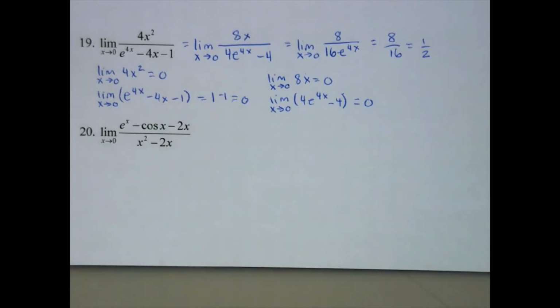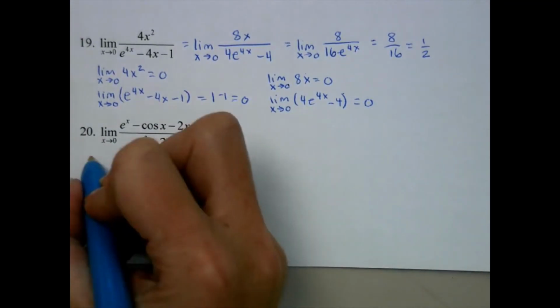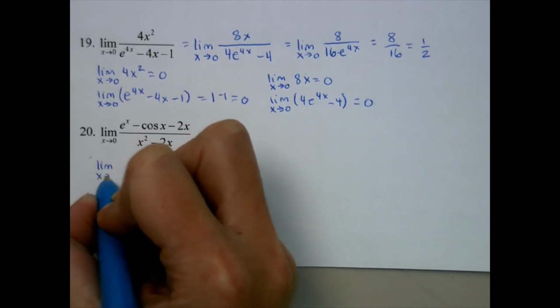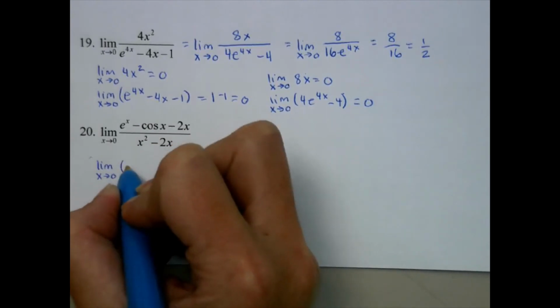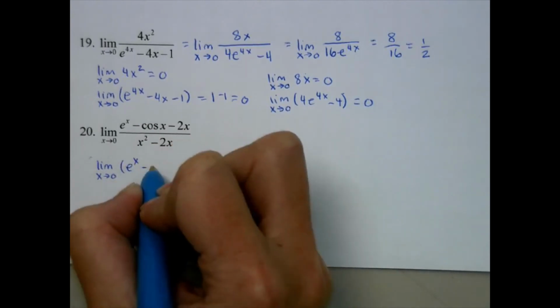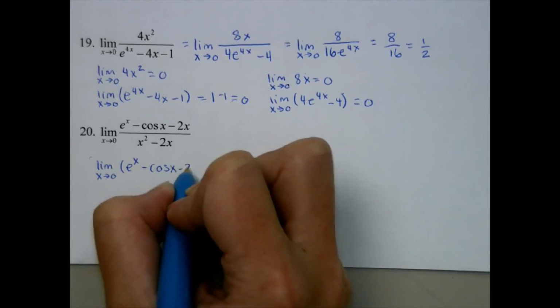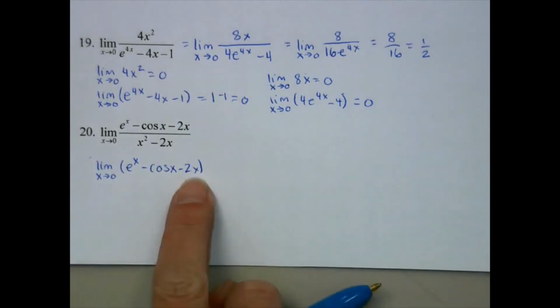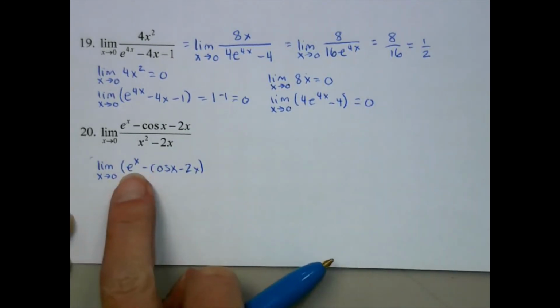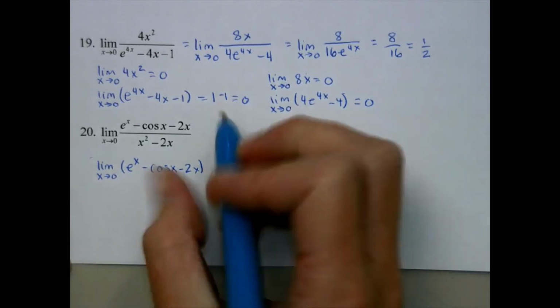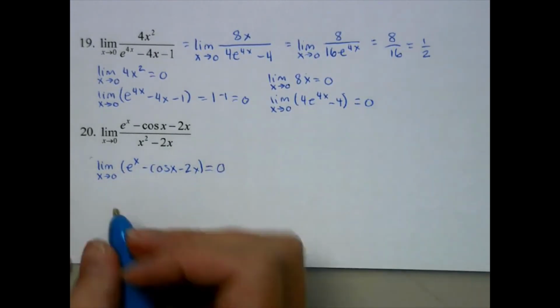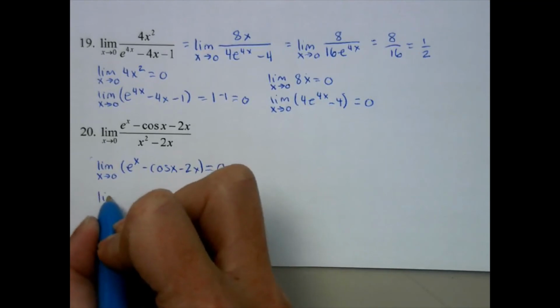Okay, of e to the x minus cosine x minus 2x. So as we go to 0, this will be 0, this will be 1, and this will be 1. So we'll have 1 minus 0, which is 0. Okay, and this pretty obviously is also 0.